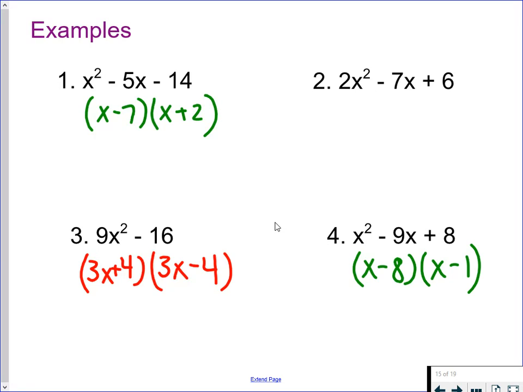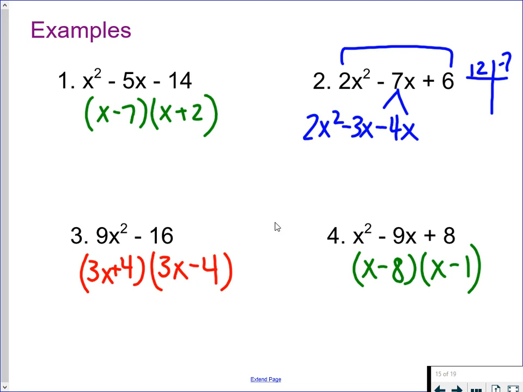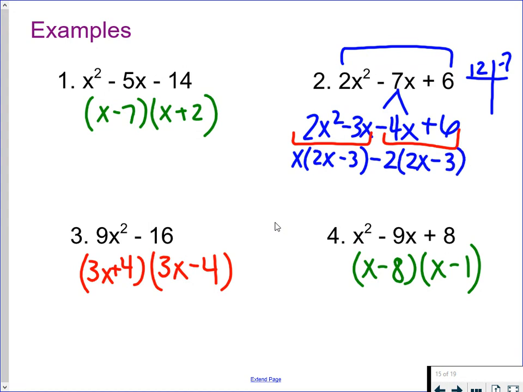Okay. All right, and then up here, factors of 12 that get me negative 7. What are they? Okay, so negative 3x and negative 4x. And then I group. I can take out an x, I'm left with 2x minus 3. I can take out a negative 2, I'm still left with 2x minus 3. I did 2x minus 3 twice, and x minus 2 was left over.